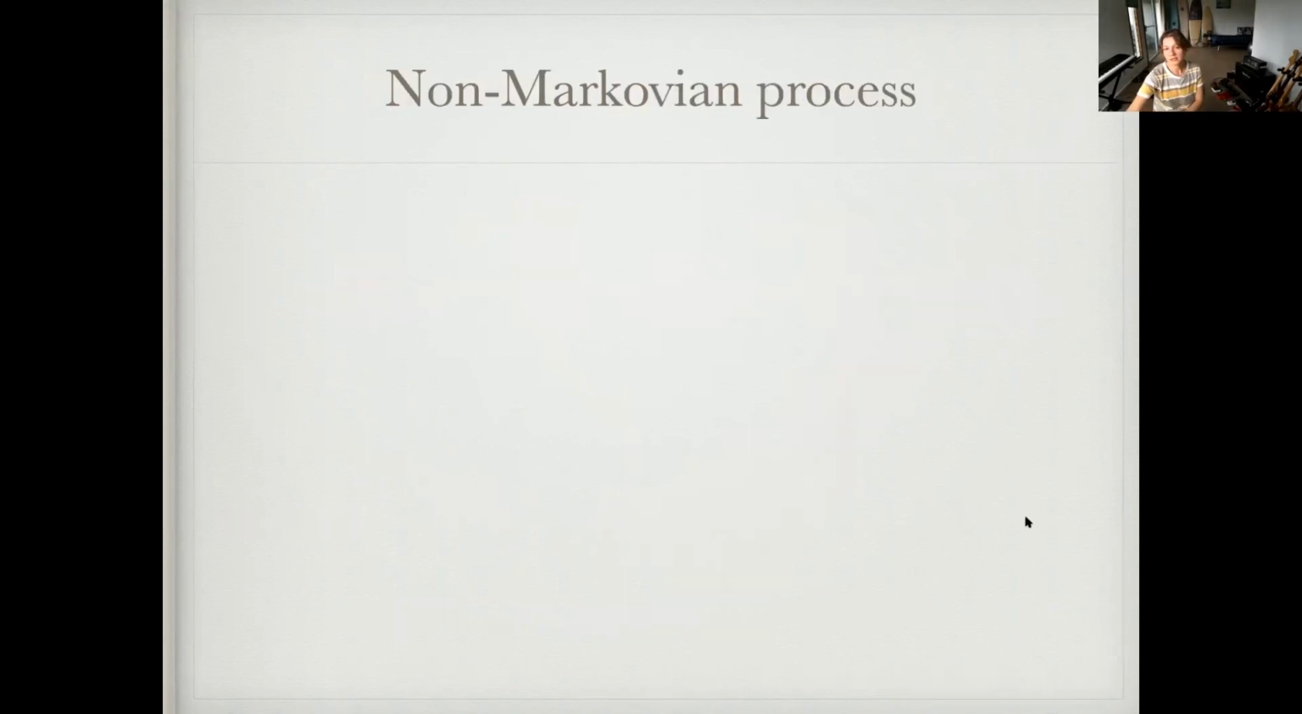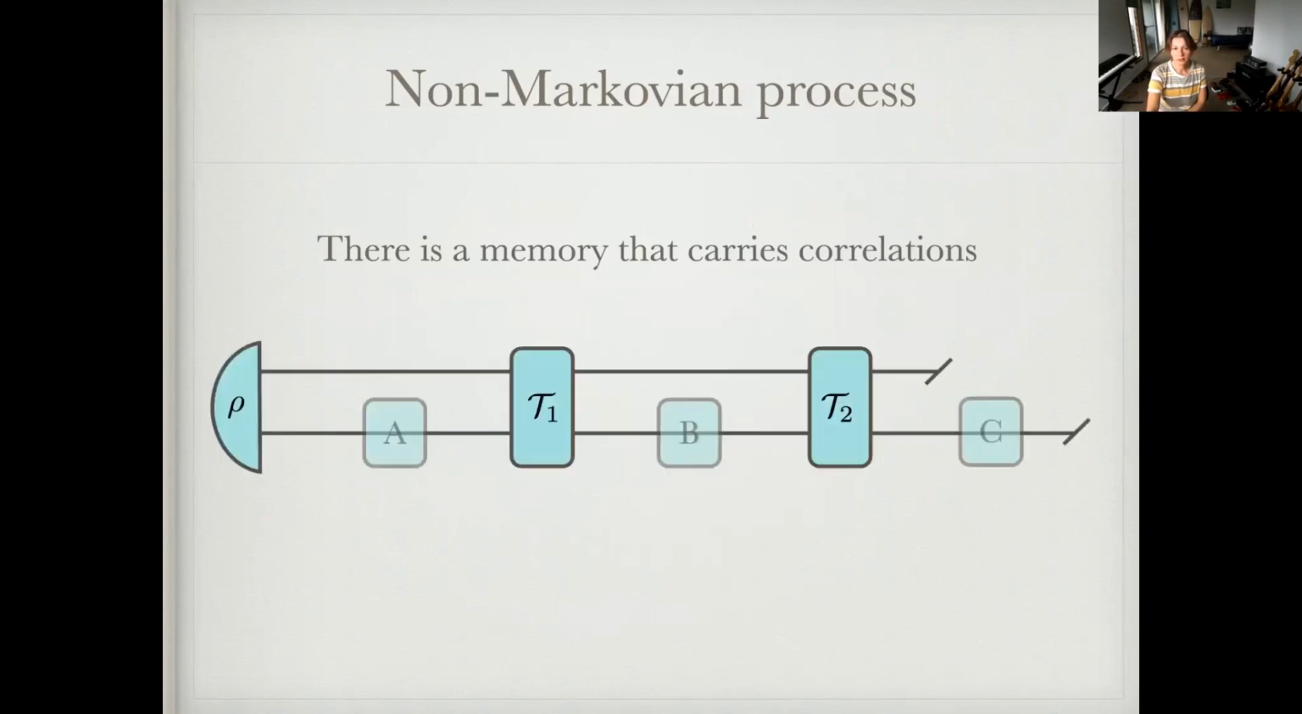All right, now let's see how we can talk about non-Markovian processes. In a non-Markovian process, there is a memory that carries the correlations. This would be a representation of a non-Markovian process. On top is the environment, and over here is your system. You prepare them such that the system and the environment are prepared jointly, so there are some classical or even quantum correlations between them.